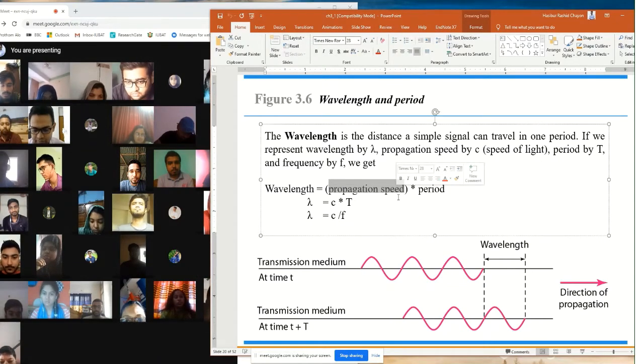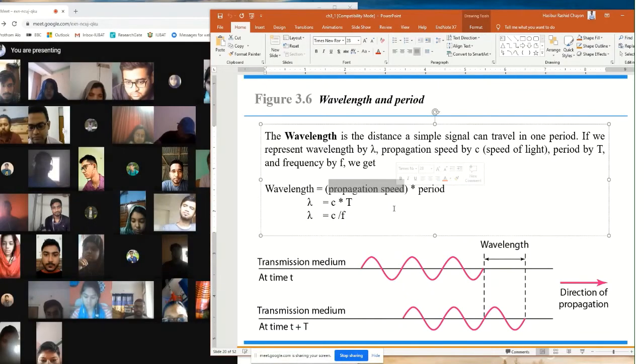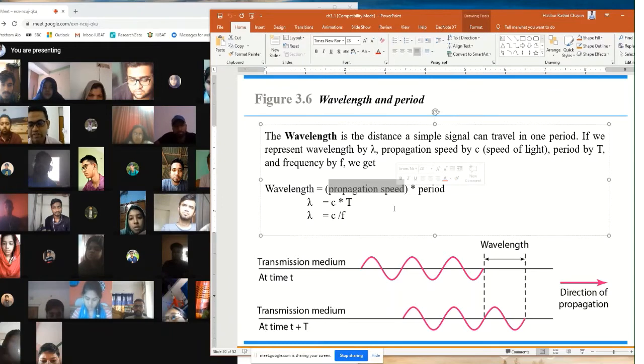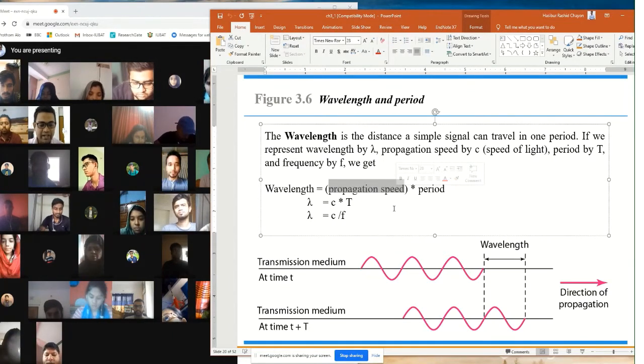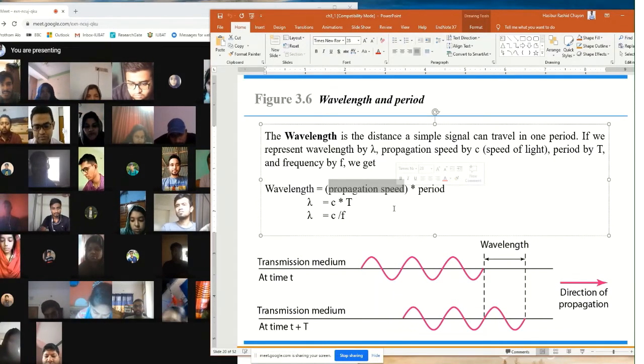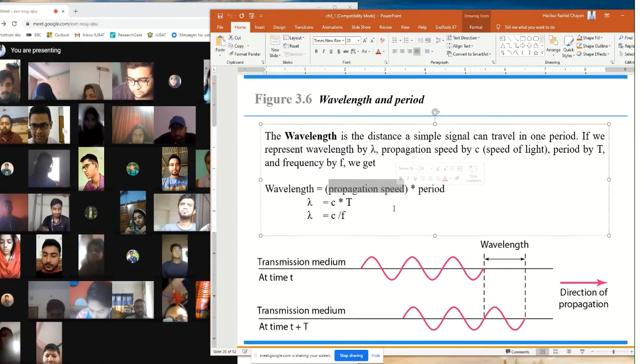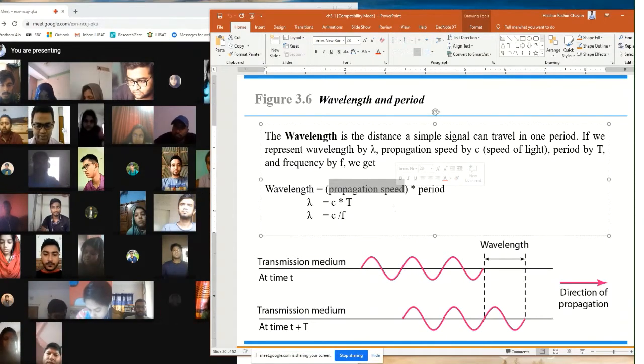Propagation speed. What is it? What is the meaning of propagation? Okay, propagation means whenever you travel from one point to another point, either through the air or wireless or through any media. If you travel from one point to another point, that is called propagation. So propagation speed means how fast you can travel from one point to another point. That is called propagation speed.